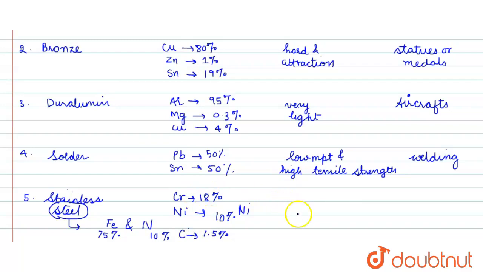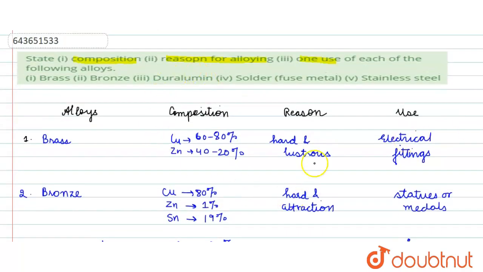So stainless steels, because of their corrosion resistance, are generally used. They resist corrosion, and they are lustrous and hard in nature. Therefore, they form very good alloys, and they are generally used in surgical instruments. So this is all for the 5 alloys. These are the composition, reason, and the uses of each of the 5 alloys.